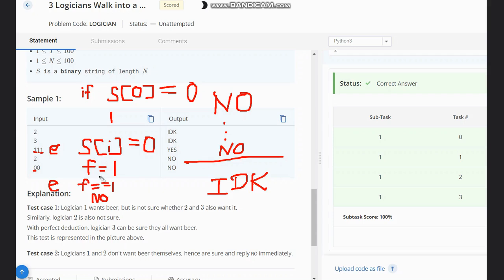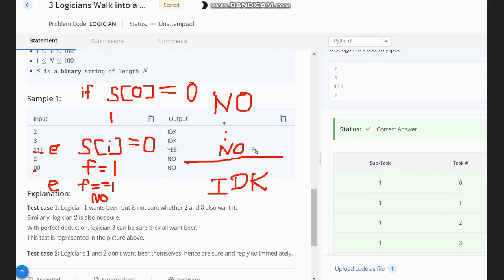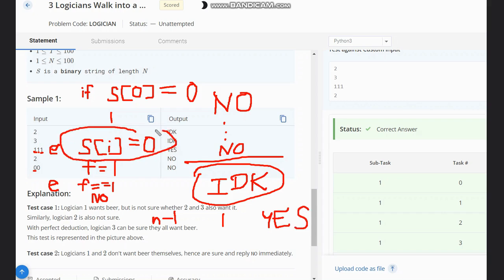And if none of these cases apply, then we will output the same thing, that is, I don't know. Next, for the response at the end, which is at index n minus 1, we need to check if all the values are 1. If all the values are 1, then the response at n minus 1 would be yes. And if it is 0, it is handled in this case itself. So this will be the whole solution.